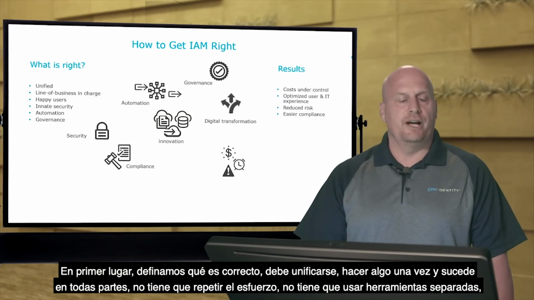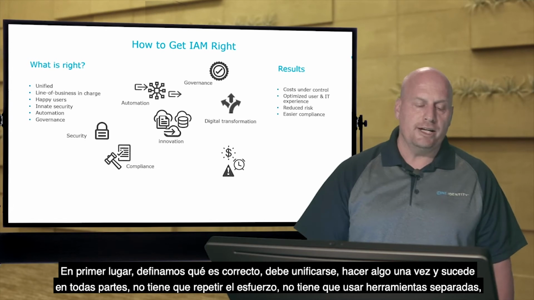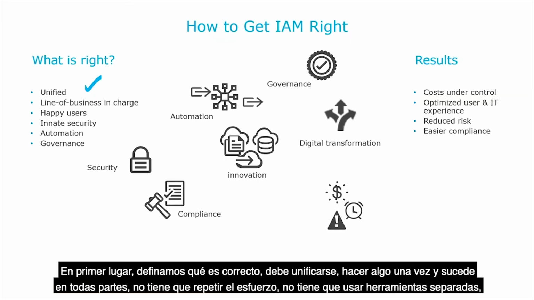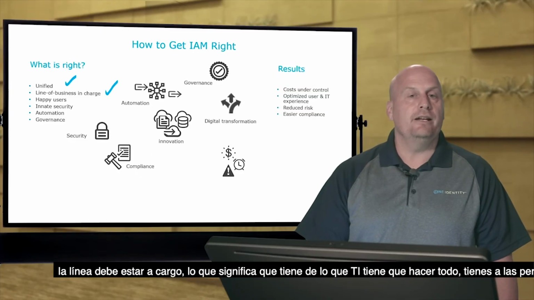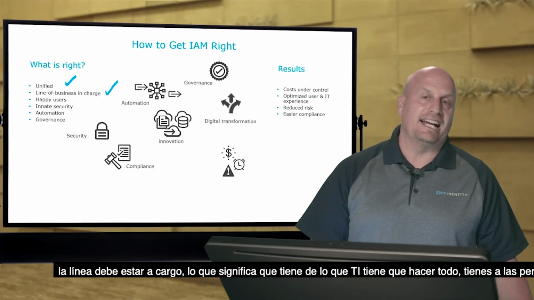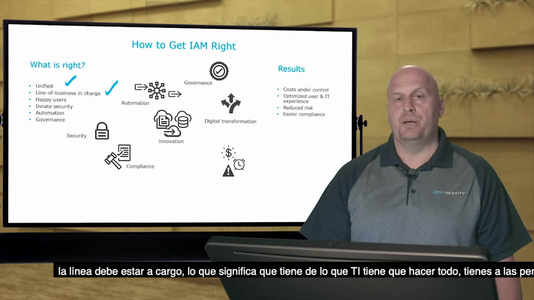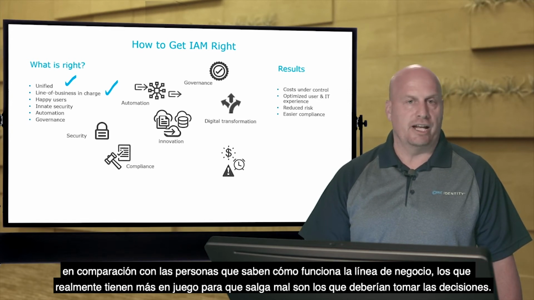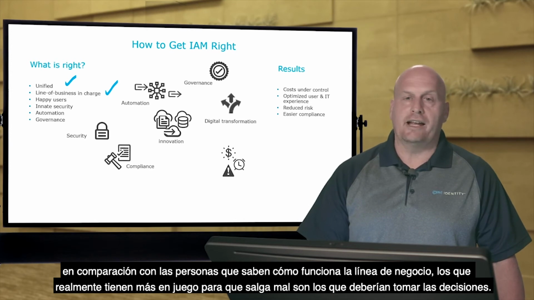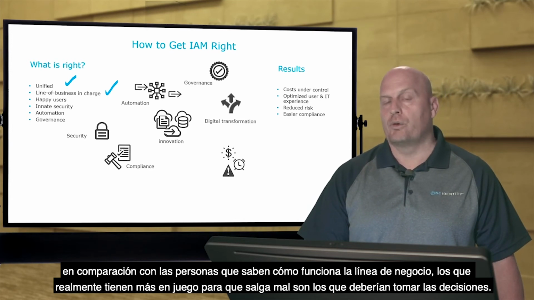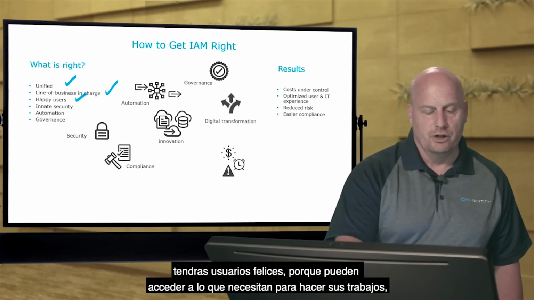So first off, let's define what right is. Right should be unified. You do something once and it happens everywhere. You don't have to repeat effort. You don't have to use separate tools. The line of business should be in charge, meaning rather than IT having to do everything, you have the people who know why they're doing it as opposed to just the people that know how. The line of business, the ones who really have the most at stake for it going wrong, are the ones who should make the decisions.